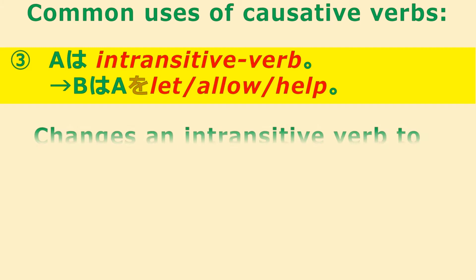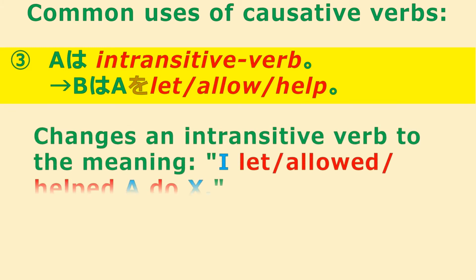A third common use of causative verbs is to change an intransitive verb to the meaning I let or allowed or helped A do X.